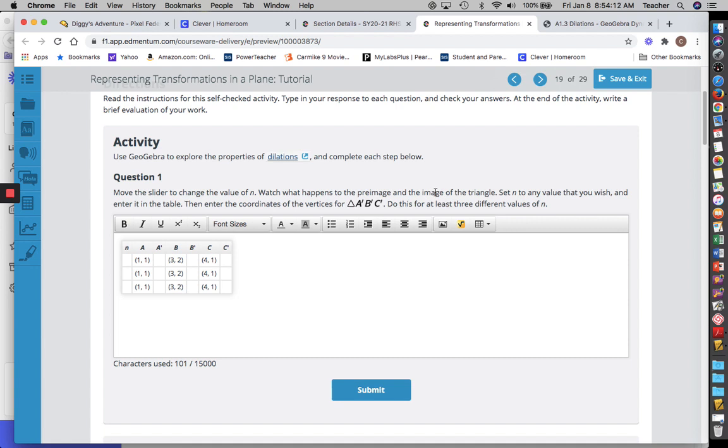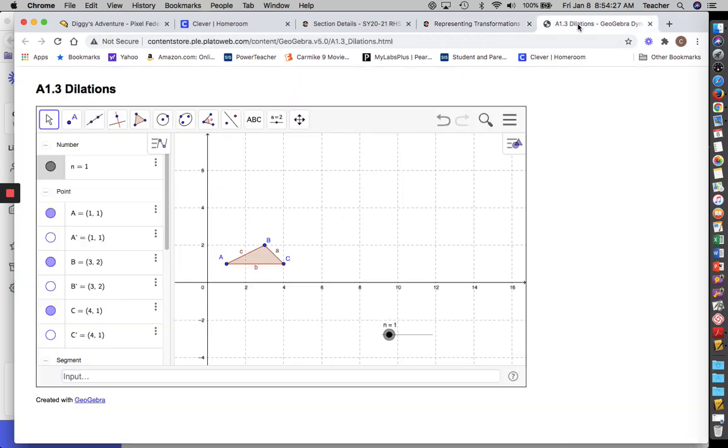Set n to any value that you wish and enter it into the table. Then enter the coordinates of the vertices A prime, B prime, C prime. Again, your primes are the manipulated one. That's going to be your image. Do this for at least 3 different values of n. Okay, let's make n 2, so it doubles the size. Right now it's at 1, which is sitting on top of itself. I'm going to change it to 2, which means I'm getting double the size.